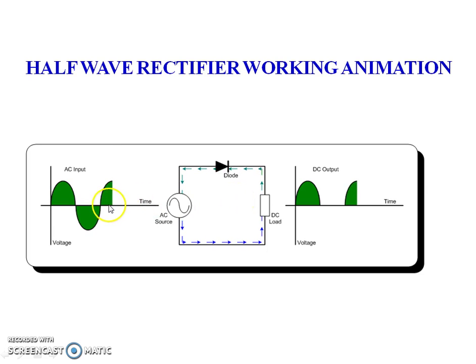So again, when there is a positive half cycle, the diode is forward biased and there is current flow. At that time we get a positive half cycle here. Whereas the negative half cycle is not there, and we are not getting the negative half cycles.